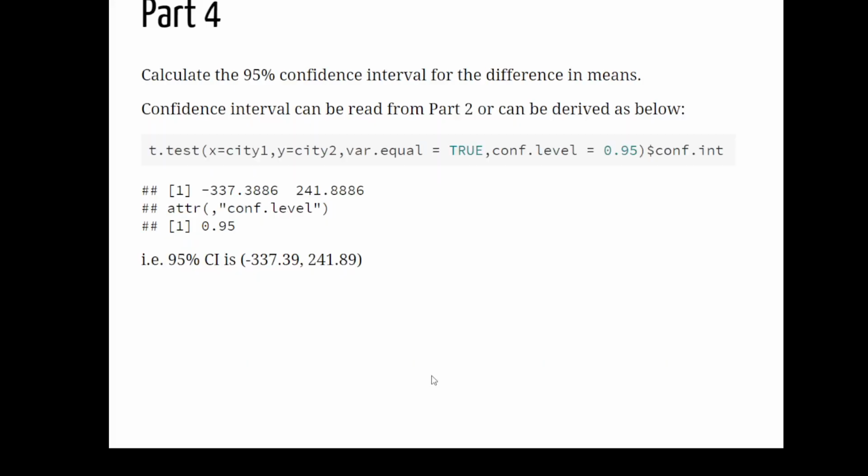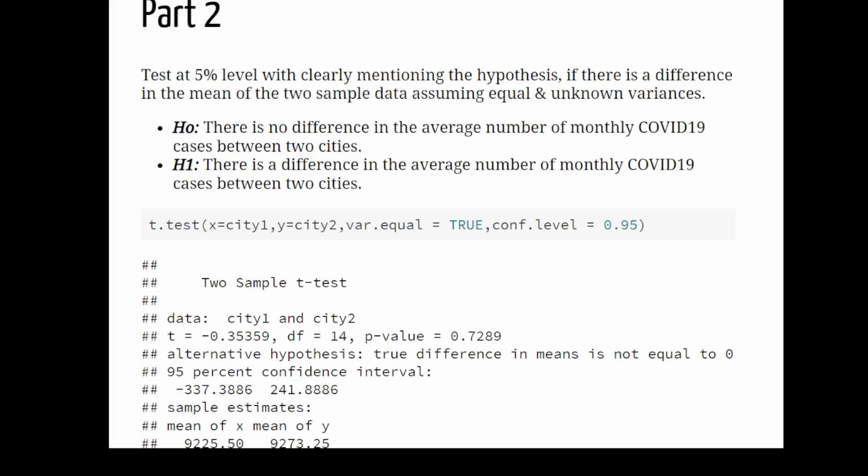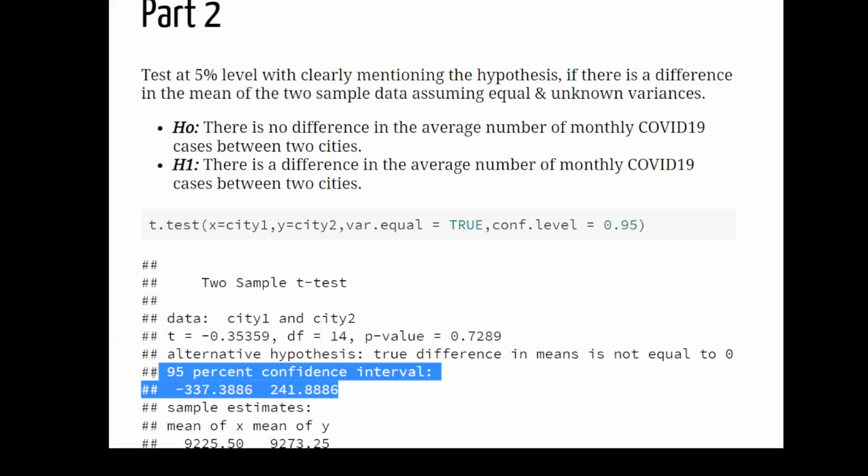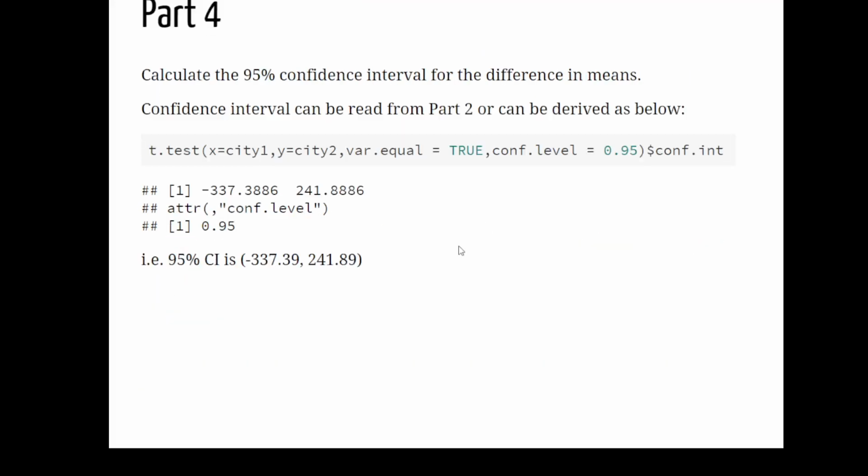Now, part 4. Calculate the 95% confidence interval for the difference in means. That can be read directly from part 2, or it can be derived as follows. Essentially, let's go back to part 2 very quickly. There we have it. Essentially, what we just have to do is read that out. That's it. It's a short one.